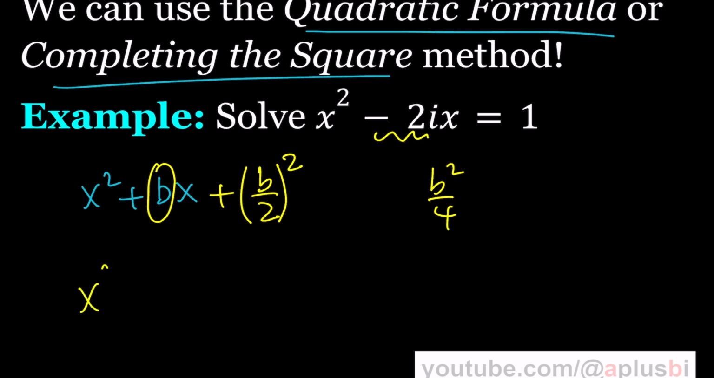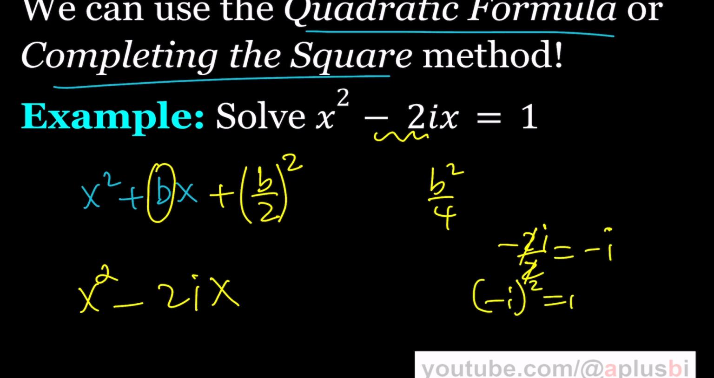So let's apply it here. What's the coefficient of x? Negative 2i. What is half of negative 2i? It's negative i. What is negative i squared? It is the same as i squared, which is negative 1. So I'm supposed to add negative 1 to both sides.